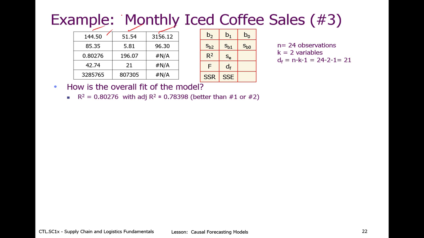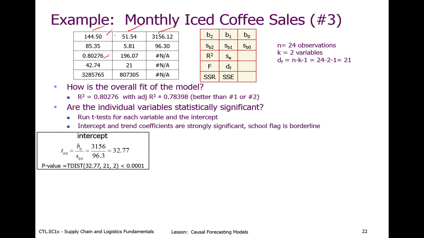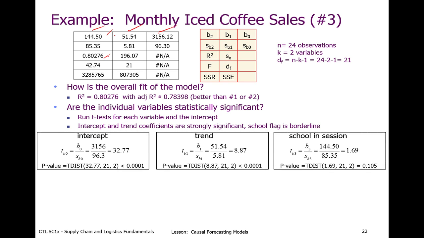Overall fit of the model. The R squared went up. It's a 0.80, so that's pretty good. That's higher than the previous 2 models. Then I look at each of the individual coefficients and do the t-tests. And I'll let you look at the math, and you can pause the video if you need to, but you'll see and convince yourself that the intercept and the trend are all still very valid at 0.0001. And then the school in session one, if we do the same t-stat, what do we get? Well, it's close, it's borderline, 0.105.